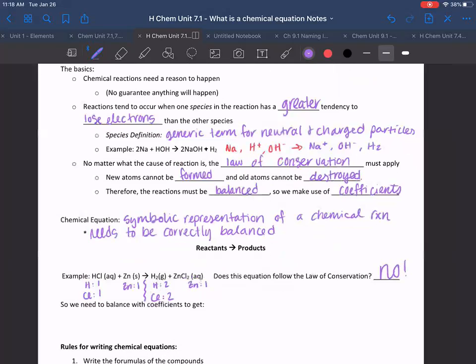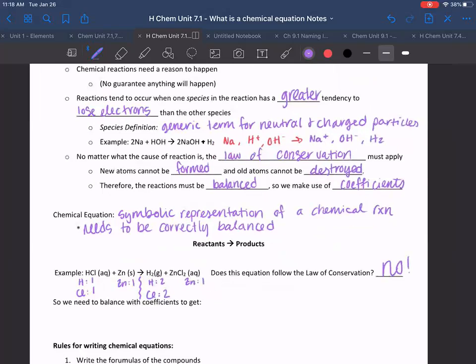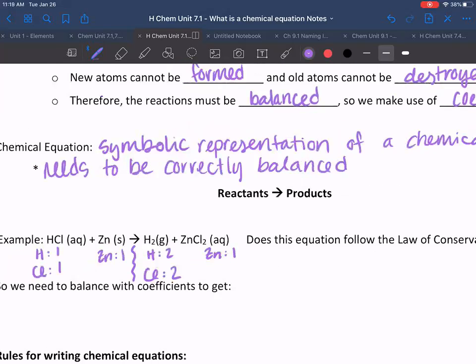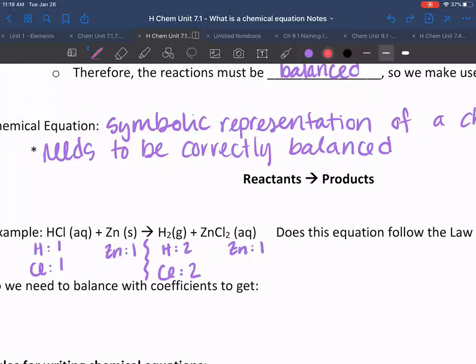So we need to use coefficients to balance it. Now, we never change, for example, in the formulas where we have these twos, we never change those values. They have to stay the same. We can only put coefficients in front of the chemical formulas. And so the way we do so is thinking about what needs to change. So we need to increase our hydrogen and chlorine. So what happens if we put a 2 in front of the HCl on the left side? Now we have two hydrogens and two chlorines, and we're balanced.